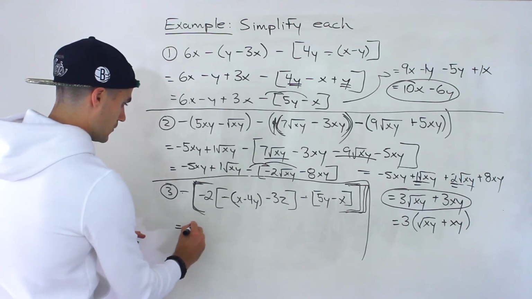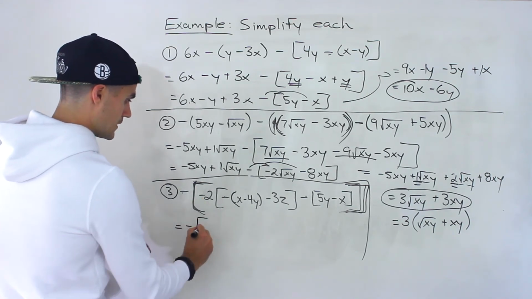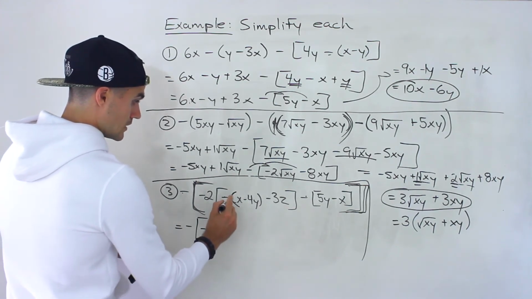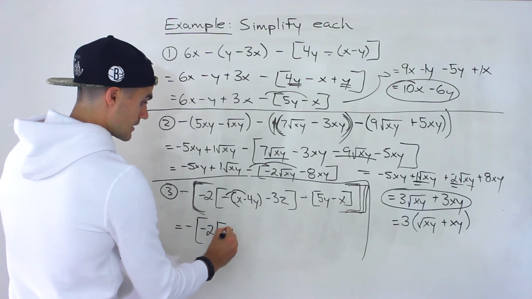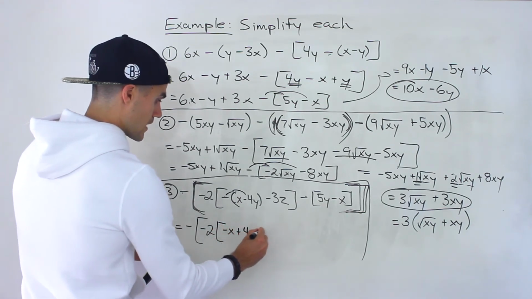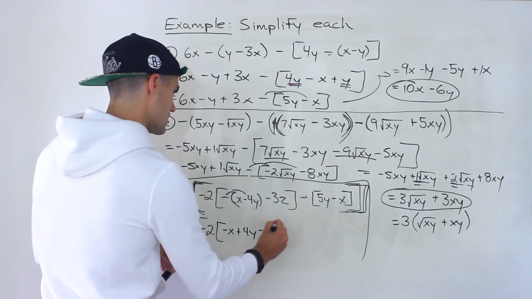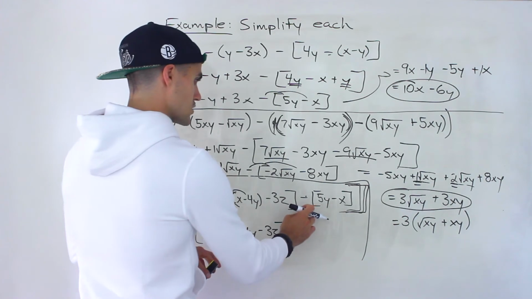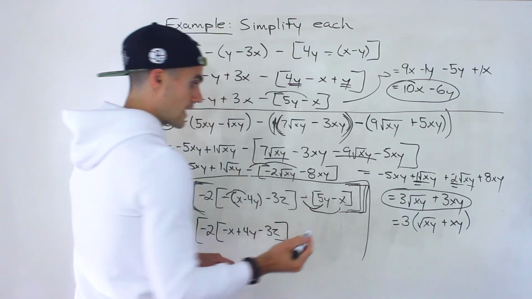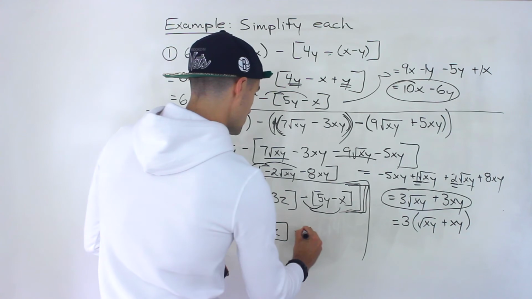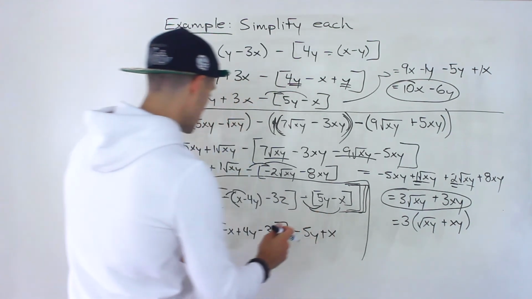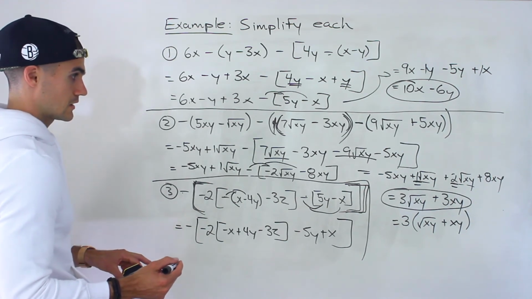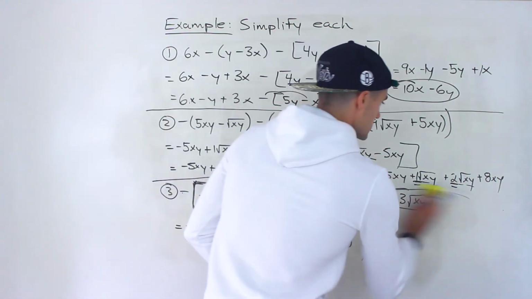So going in steps here, I'm going to keep the negative 2 outside. I'm going to simplify this other square bracket. I'm going to start by distributing that negative inside: negative x plus 4y minus 3z. Close that off, so we got rid of this. And then we could actually get rid of this bracket now. We could just distribute that negative inside. So we'd have minus 5y plus x, and then we still have that large bracket on the outside, like that. Okay, and then I'm going to continue this up here.